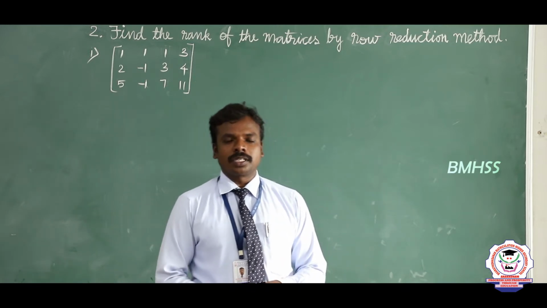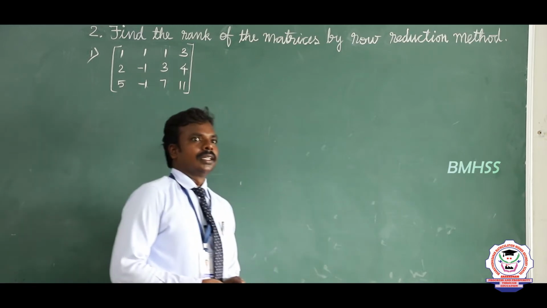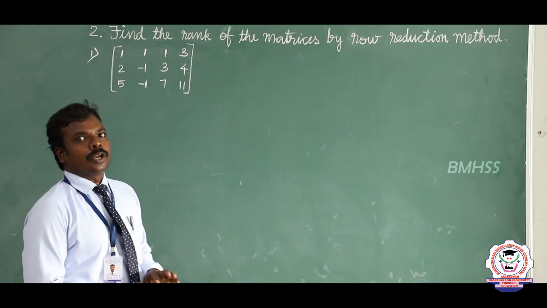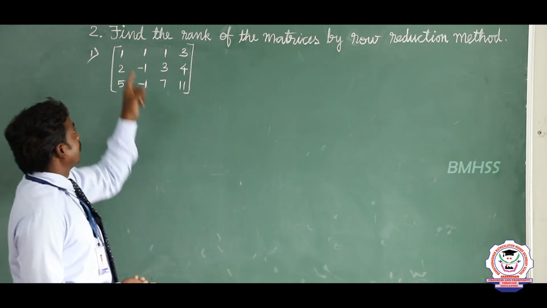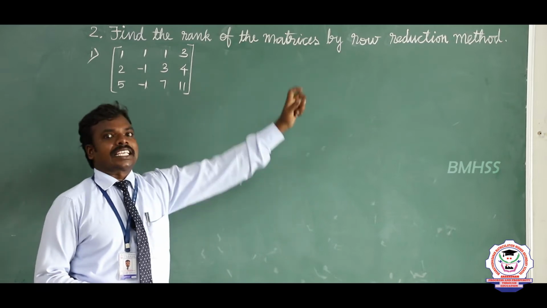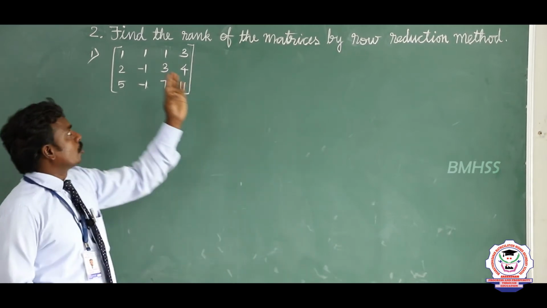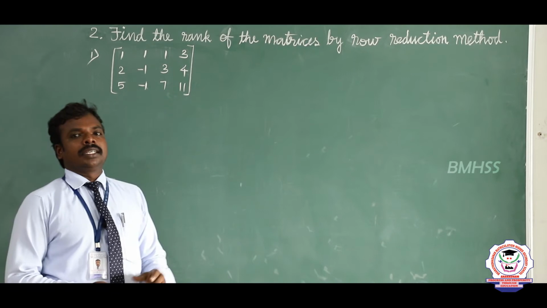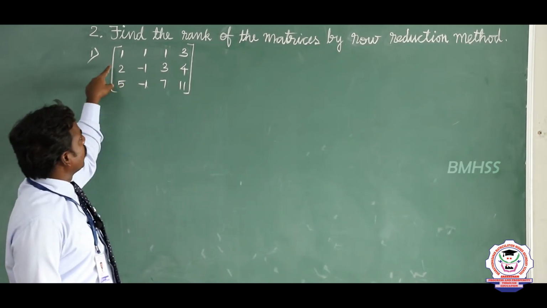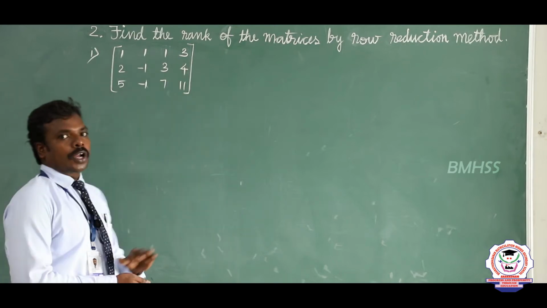Now I am going to continue 12th Mathematics, first chapter Matrices and Determinant. In this chapter, question number 2, that is, find the rank of the matrices by row reduction method. In question number 2, they have given 3 subdivisions. In the 3 subdivisions, the first subdivision I am going to solve now. That is, they have given 3 rows and 4 columns.